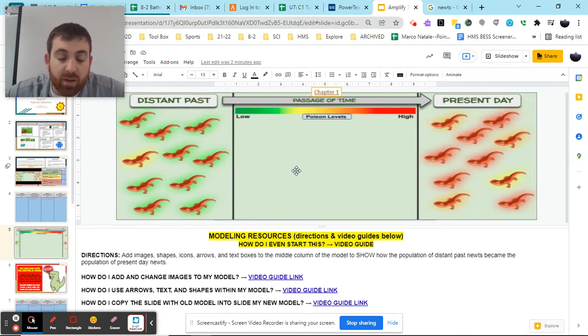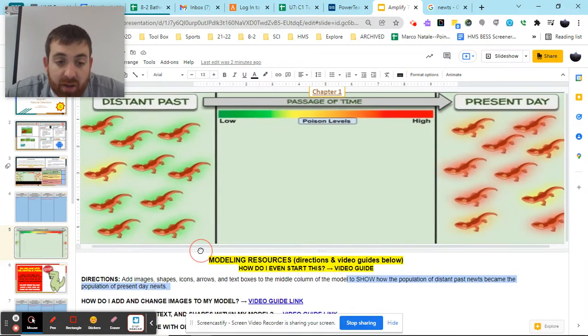In the middle of our model is where we have to figure out how to show how the population in the distant past became the present day. We've got to show this. How? Not what happened, but how it happened. When we look at this, I should be able to see how this population became this population.